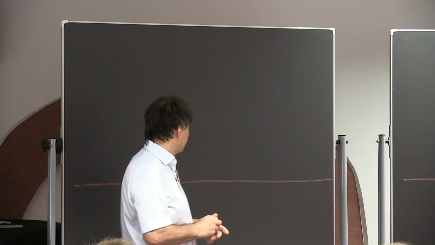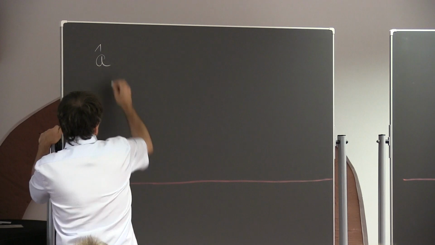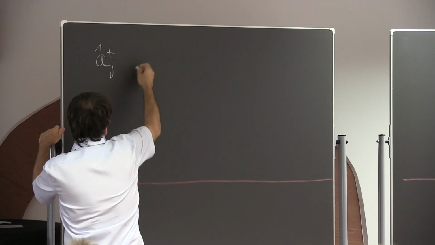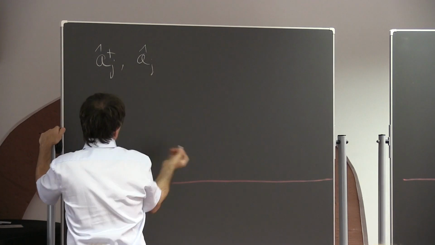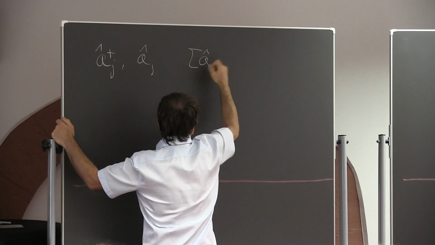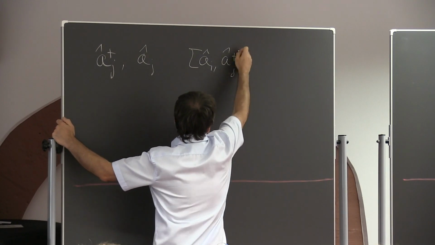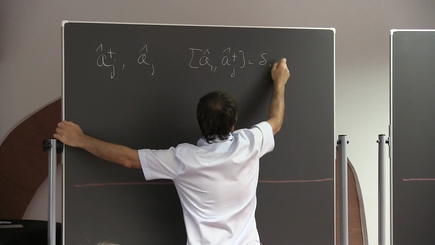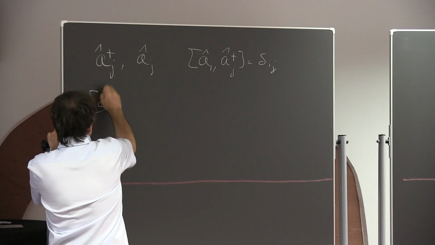So we have some operators that we treat as creation and annihilation operators. They satisfy certain commutation relations, as you know very well. Let's say A_i and A_j commute.